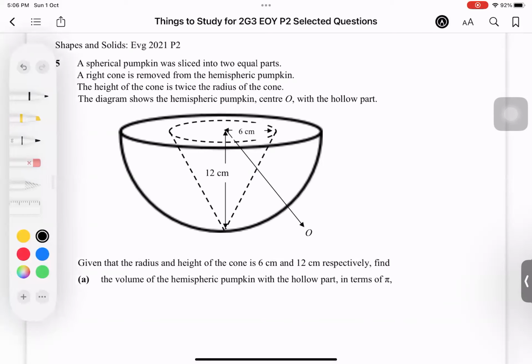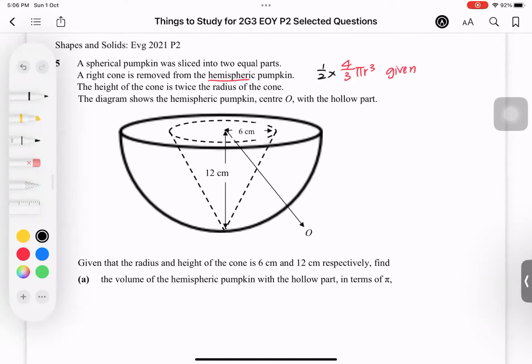Solids and shapes. In this case, this is a spherical pumpkin. It was sliced into two equal parts, so it's a hemisphere, right? Formula for sphere, 4 over 3 pi r cubed. This is given. So for a hemisphere, you just need to times another half.